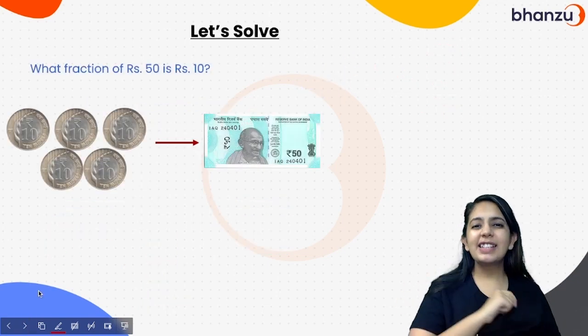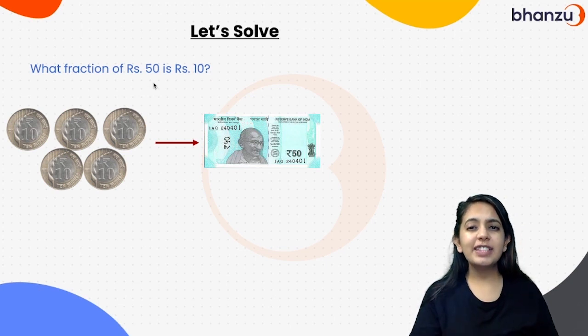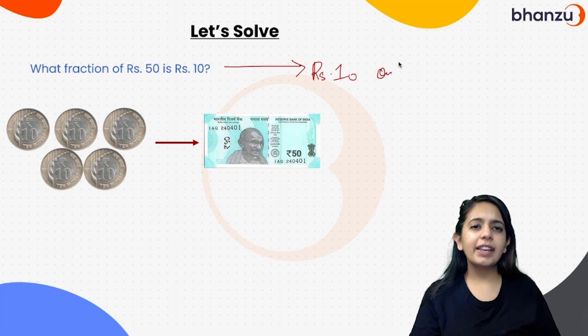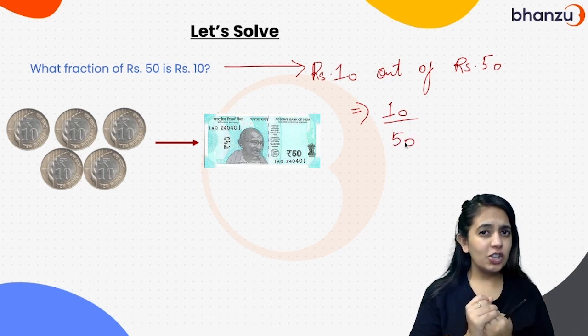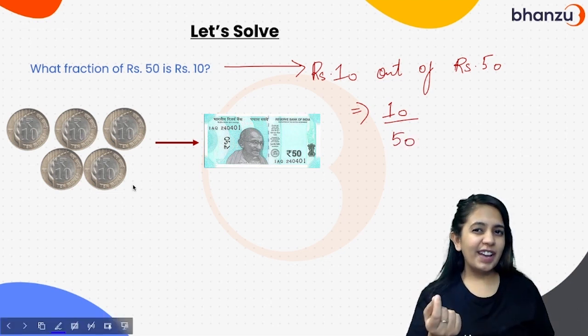Okay, now I think you have become a master at it and you can solve all the questions. Tell me the answer to the next question. What fraction of rupees 50 is rupees 10? I'm asking you to find out the fraction of rupees 10 out of rupees 50. Clearly the answer is 10 by 50, right? And the simplest fraction also you know for this. But there's another way to find this, right?